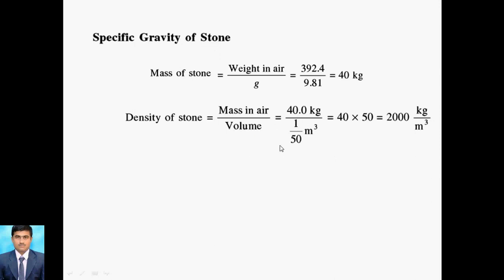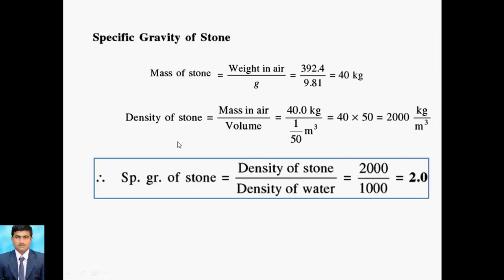After that we take the mass in air divided by volume, that is 40 kg. Volume is already calculated from the figure, that is 1 by 50, and from that we get the density of stone. Now we calculate the specific gravity of stone, that is density of stone divided by density of water. Density of water is constant, 1000, and for stone we calculated 2000, so 2000 divided by 1000 is equal to 2. That is the specific gravity of stone.